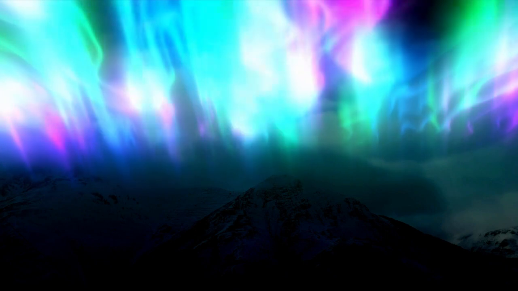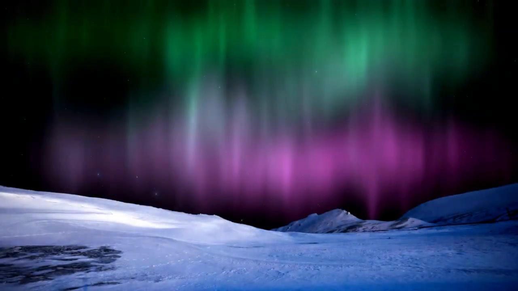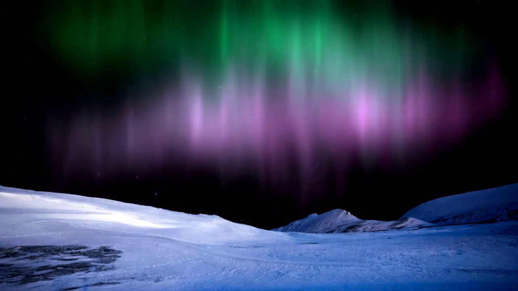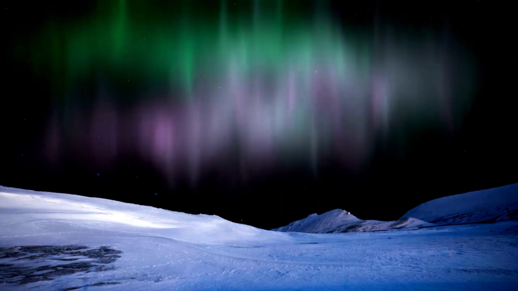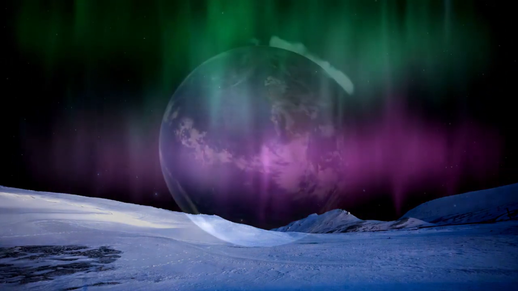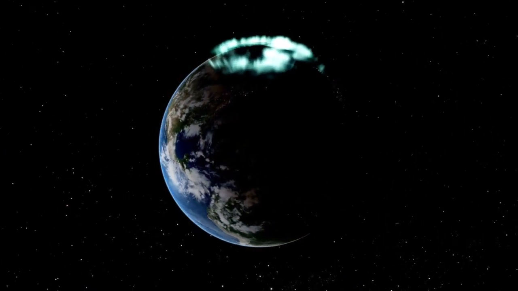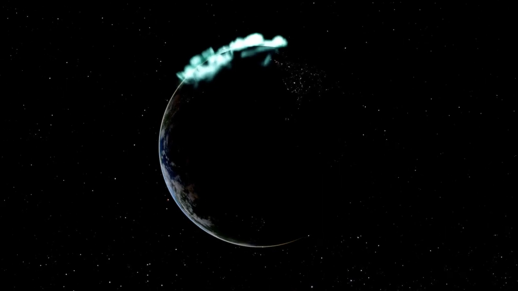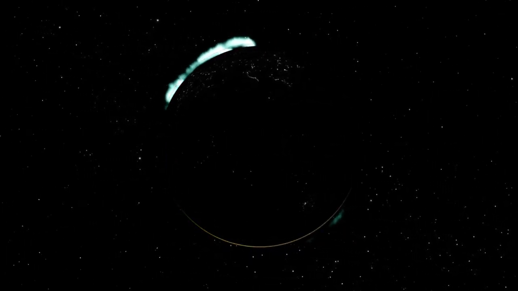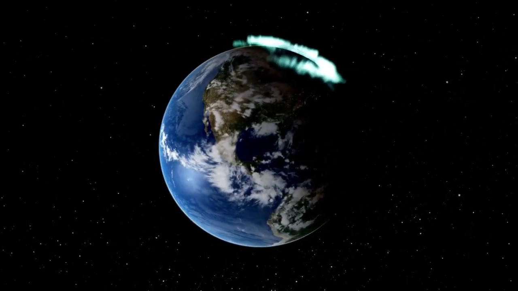The different colors are a result of the specific gases and altitudes at which the interactions occur. For example, green lights are often produced by excited oxygen molecules, while purple or pink colors can come from nitrogen molecules. The Northern Lights are typically concentrated around the magnetic poles, creating oval-shaped regions known as auroral ovals. These ovals are centered around the geomagnetic poles, which are slightly offset from the geographic poles.